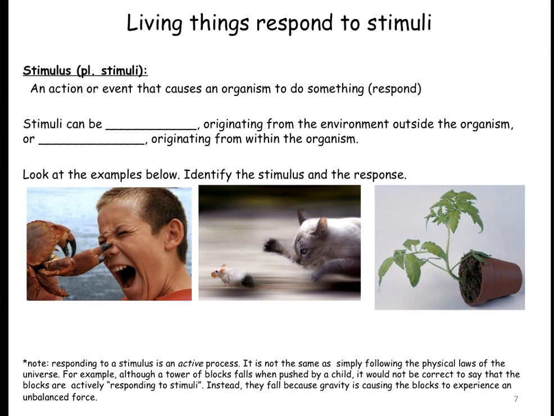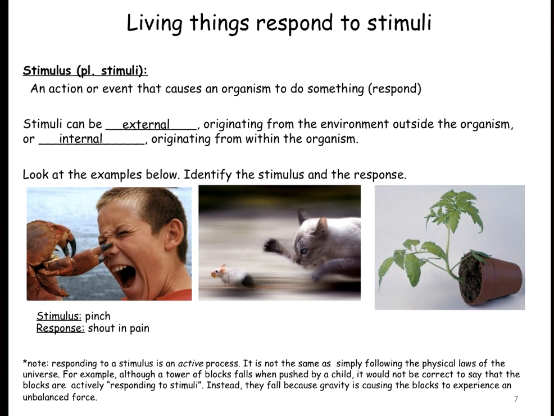We should also recognize that stimuli can be external, that is, originating from the outside environment of the organism, or internal, which is originating from within the organism itself. I've got a couple examples shown below, so let's see if we can identify the stimulus and the response in each. In the left picture, the action or event, that is, the stimulus, is the pinch provided by the crab. This stimulus causes the organism, which is in this case the human, to respond by flinching and shouting, "Ouch!"